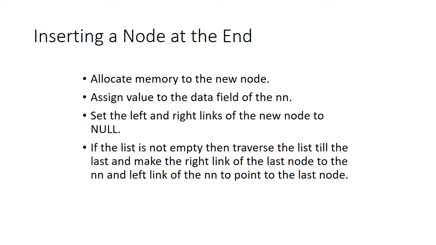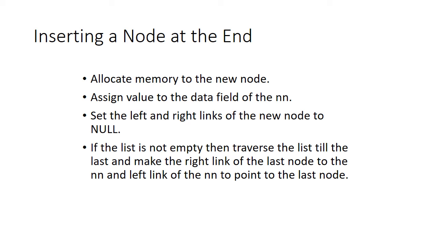But if the value of head is not equal to null, it is understood that I have more than one node in my list. Then what I should do? I should travel right from the first node to the last node. Once I reach the last node, I have to make the right pointer of that node point to the new node, and the left pointer of my new node has to point to the last node of my list, and the right pointer of the new node has already been made null.